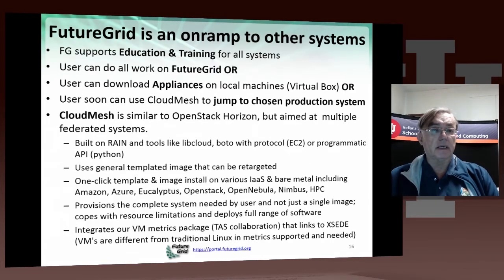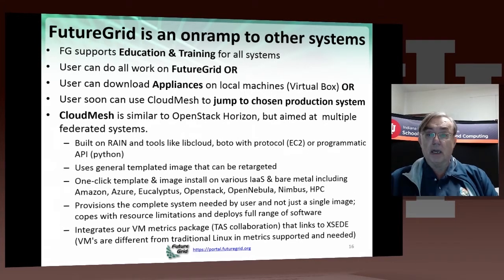So this slide explores certain features of FutureGrid which could be interesting to people. One aspect of FutureGrid is that it is an on-ramp to other systems. So what does an on-ramp mean? You can start on FutureGrid and go elsewhere. So you can do, as we've said, the education and training for all systems on FutureGrid. And after you've been educated or trained, you can actually do all your work on FutureGrid. That's what many of our projects do.